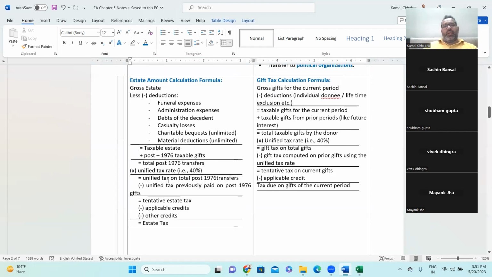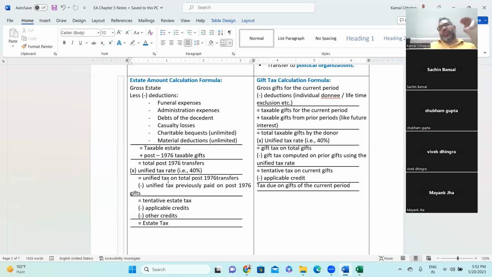So very simple: gross estate minus the deductions. Deductions are very common and self-explanatory, given to you, right? And normally in exams or practice questions, I have not seen this 1976 gift or any transferable. These are kind of old concepts, probably not relevant for your exam, but they are in your books. So that's the reason we have kept it over here.